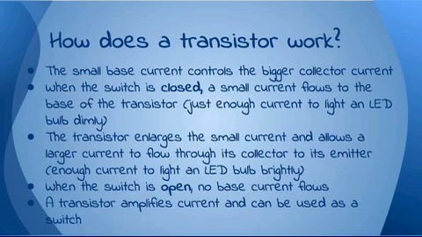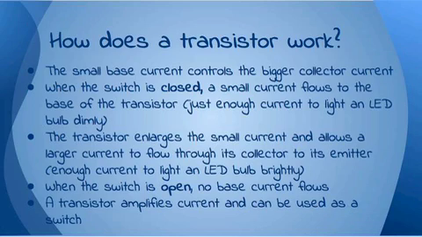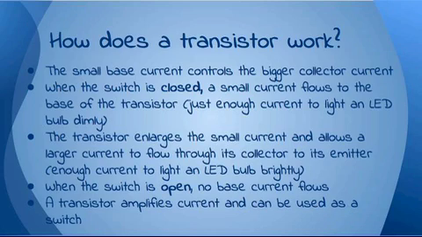And that's enough to light the LED bulb brightly, or to actually pick up the magnetic metal ball that we were using. When the switch is open, no base current flows. A transistor amplifies current and can be used as a switch. We used it more as a switch to direct current.